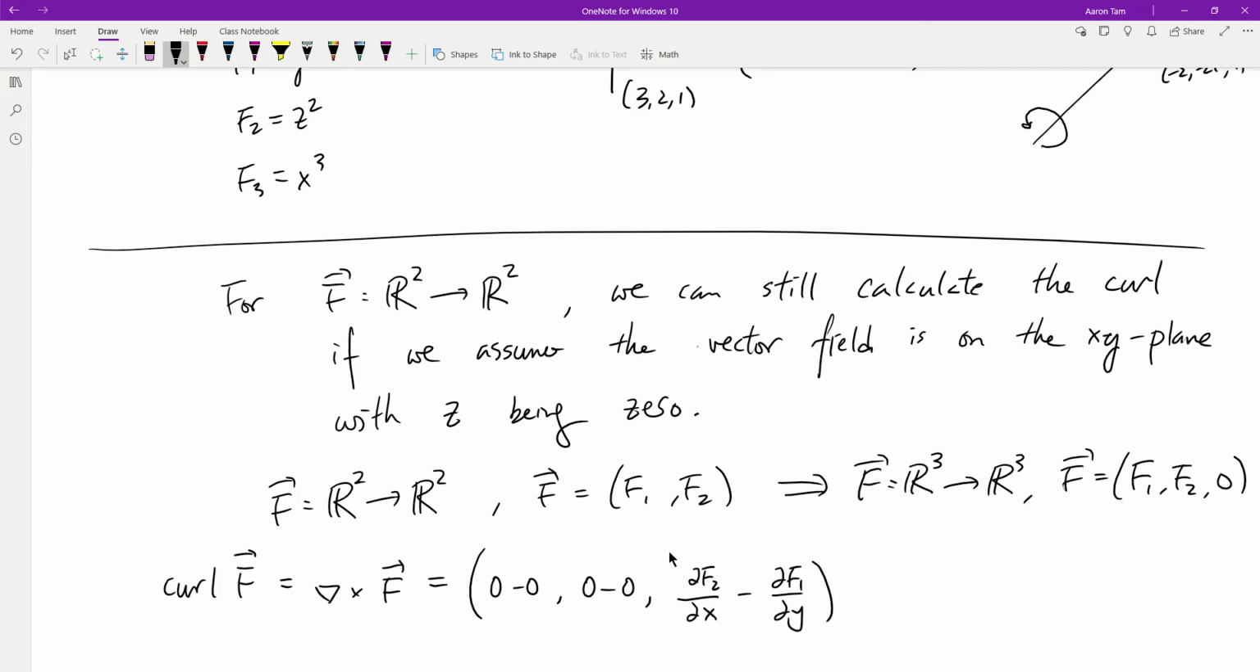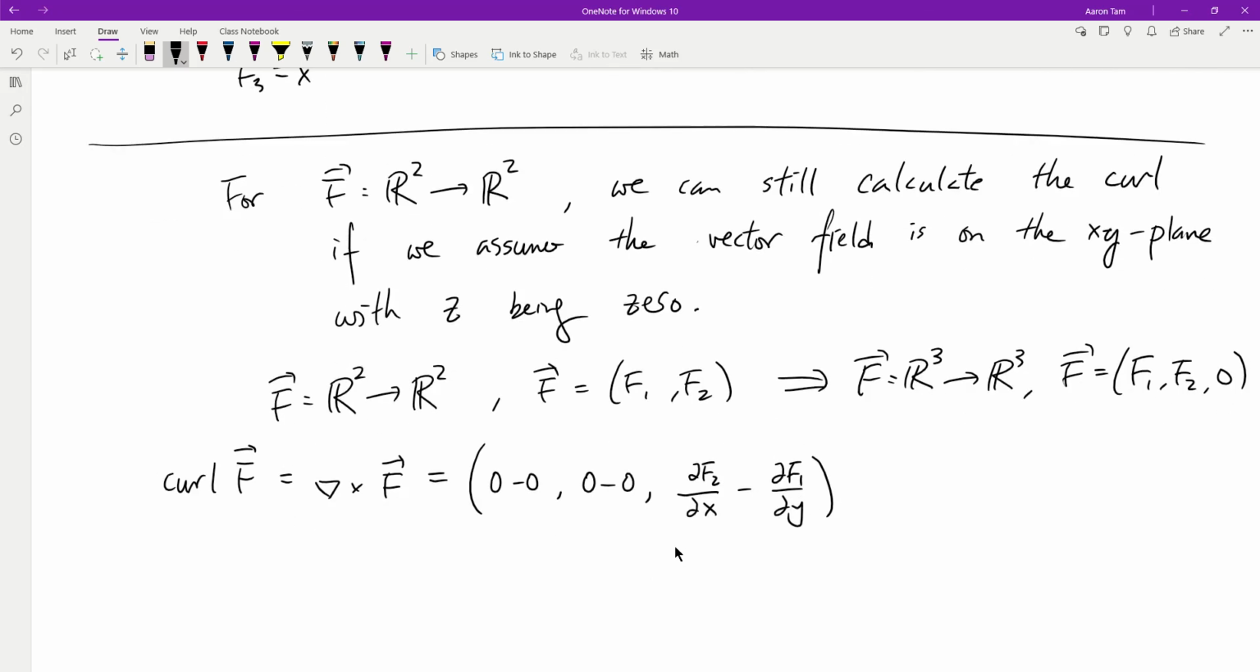Remember, because f3 is 0, any derivative involving f3 will be 0. And because our functions f1 and f2 are not dependent on z, because it originally comes from a function mapping from R2 to R2, therefore we only have two independent variables, any partial derivative involving z would also have to be 0. And therefore forcing our curl to actually become this.